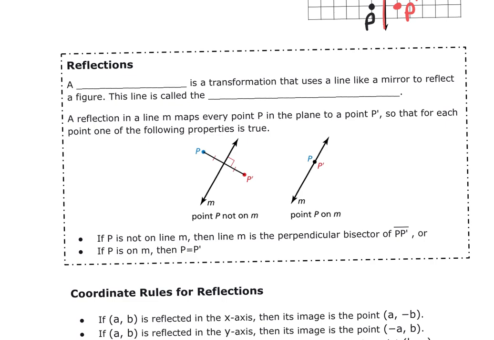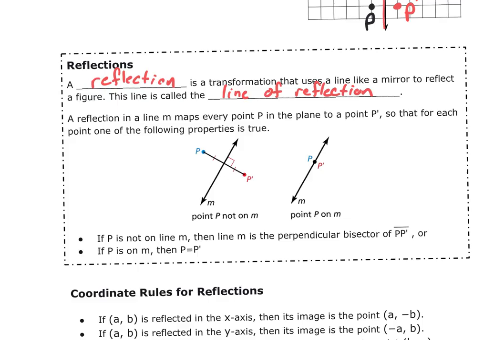Okay, so what is a reflection? A reflection is a transformation that uses a line like a mirror, where you will reflect it over that line. This line is called the line of reflection. A reflection line, M, maps every point P in a plane to a point P prime, so that each of the following properties is true.